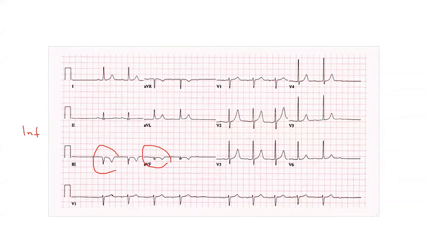And with inferior MI, we should always develop this kind of reflex. Once you see inferior MI, look for posterior extension and look for blocks. Do we have blocks here? Yes, we do. Look at the PR, it's getting progressively longer and then a beat drops. So this is Mobitz type one with inferior wall MI. Great. What is this ECG?